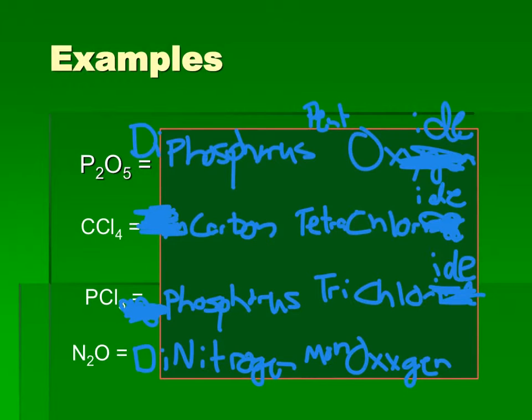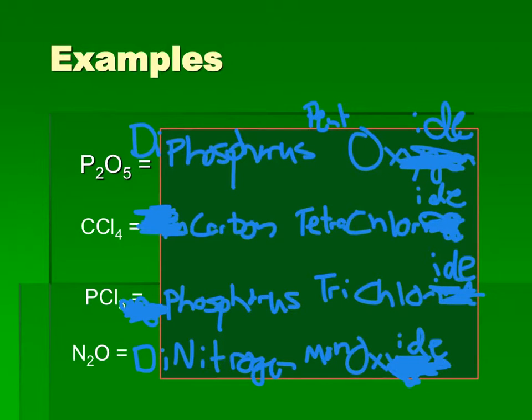Step number 3, we need to change to an IDE ending. So therefore, it's no longer oxygen, it is now oxide. And then step number 4, if mono is on the first word, we need to get rid of it. Since mono is on the second word here, it stays, just like it did in carbon monoxide. And so our final answer for N2O is dinitrogen monoxide.